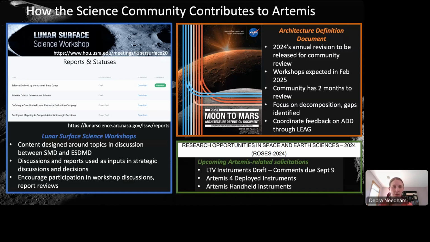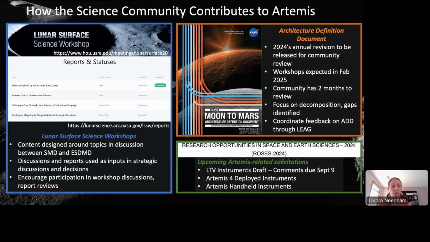And then I've already mentioned the architecture definition document will be coming out, and we ask for your inputs there, usually coordinated between analysis groups and handed in as a consensus document or feedback comments to the agency so that we can take a look and discuss those comments at the workshop.